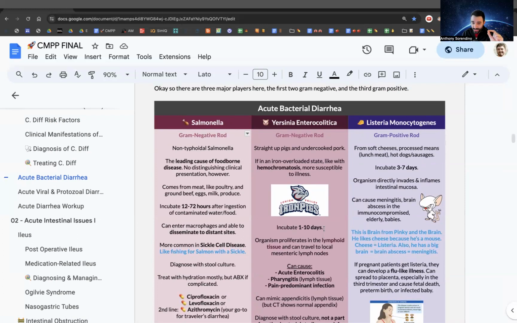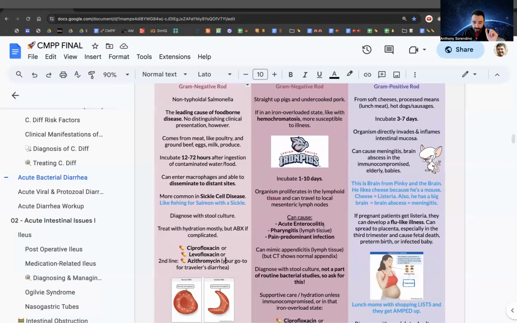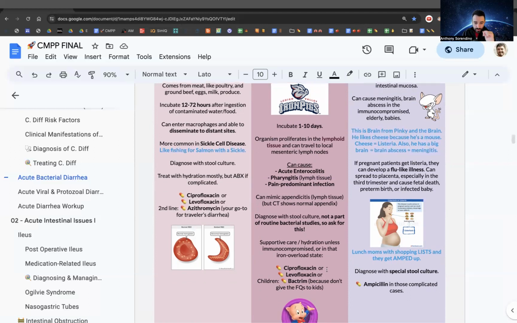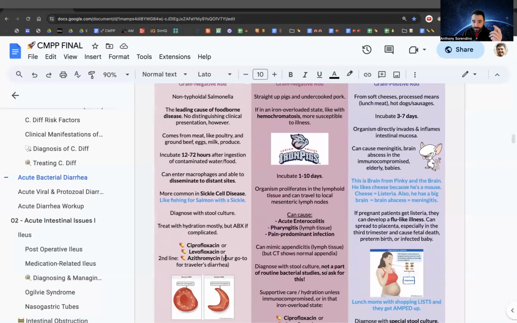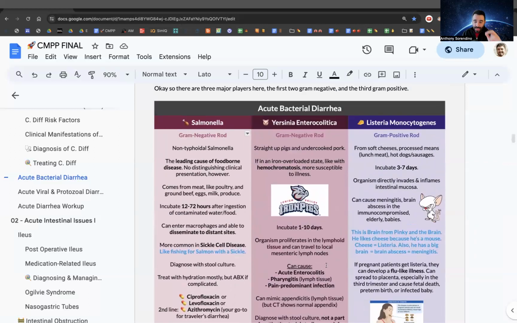There is another Yersinia that exists that is out of scope of this class, but I Googled it. So don't just tunnel into the word Yersinia. Know that it's enterocolitica as well. So you want to diagnose this with a stool culture. It's not part of a routine bacterial study, so you have to ask specifically for this. And again, supportive care, hydration, unless it's complicated or immunocompromised, or you have hemochromatosis, that's when you want to throw in an antibiotic.